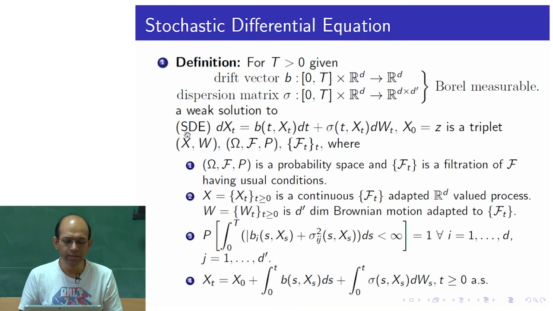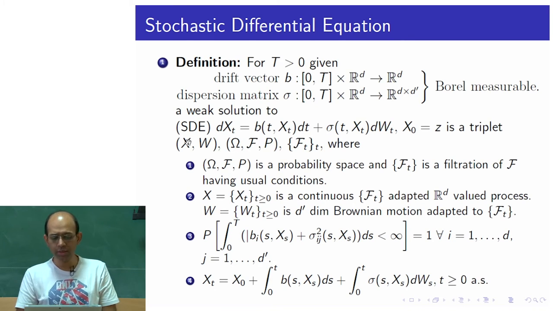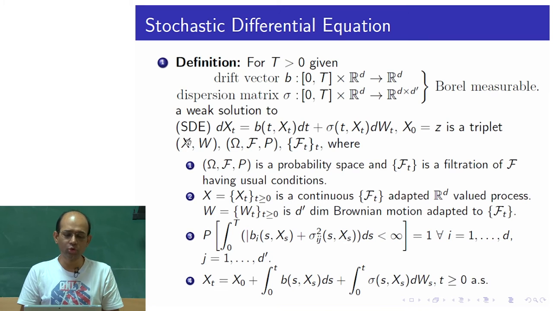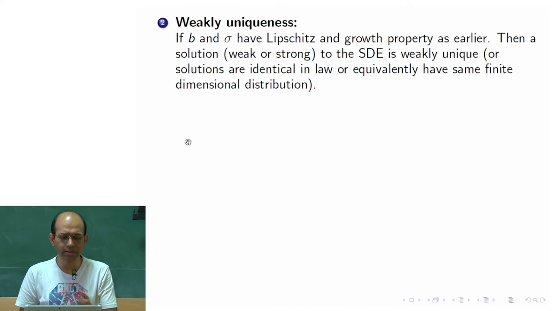Because to get a strong solution, it does not matter what probability space you start with, you are always assured to get one solution. But here it is not the case. If an SDE has a weak solution, then you come up with a particular choice of Brownian motion and filtered probability space, and with this particular choice you would get a strong solution. Is it clear? Okay, so this idea would be clearer with the following example. That is coming in the next slide.